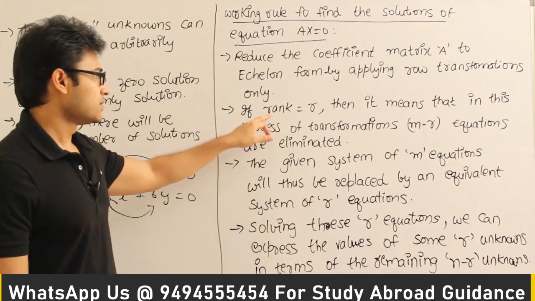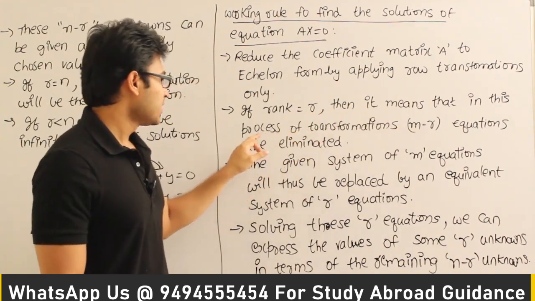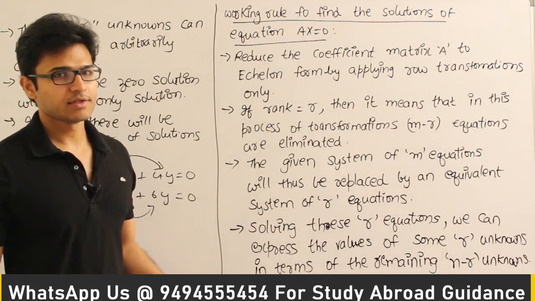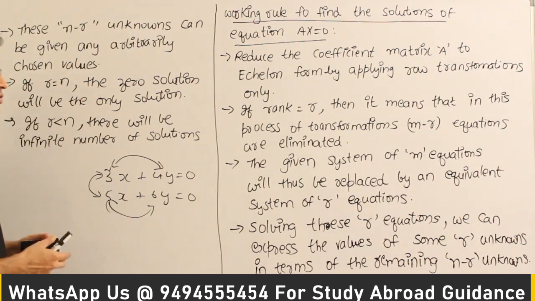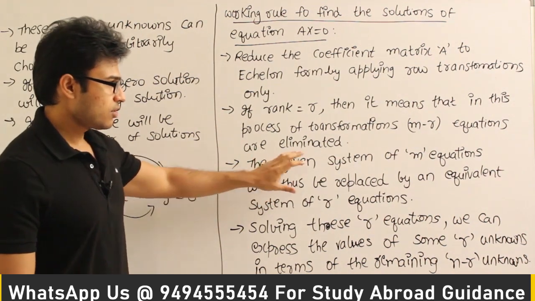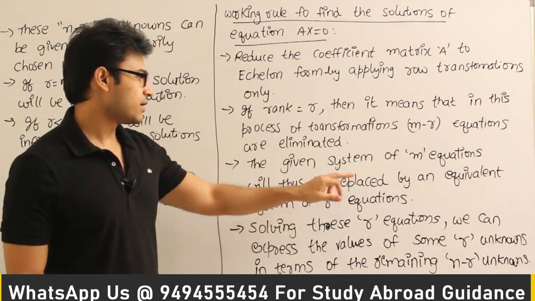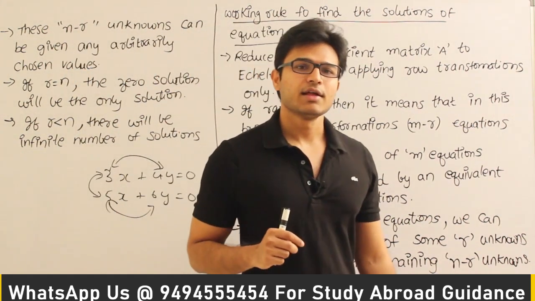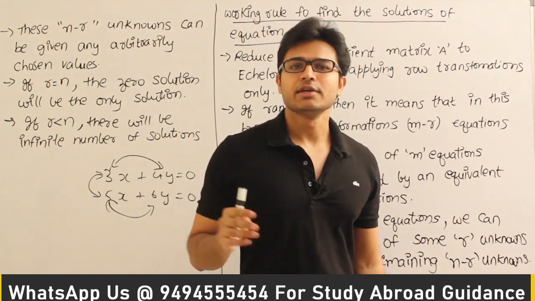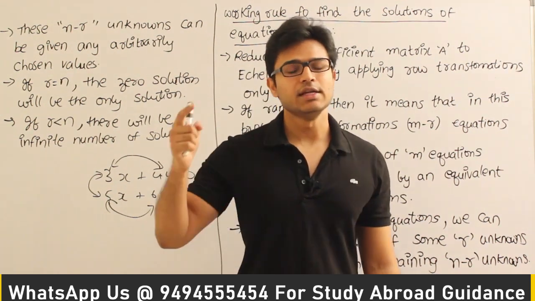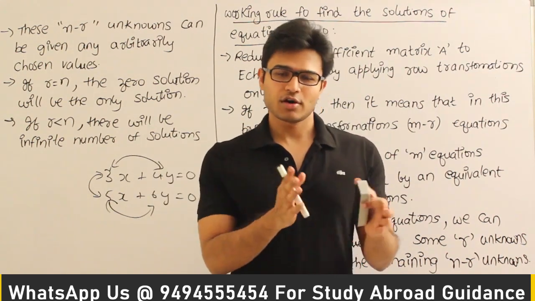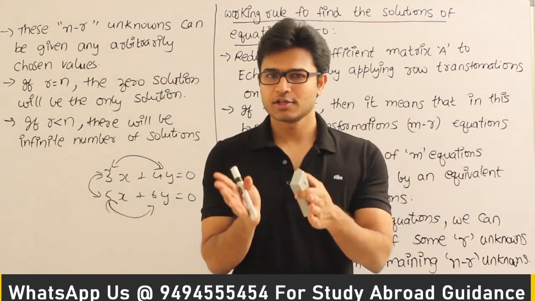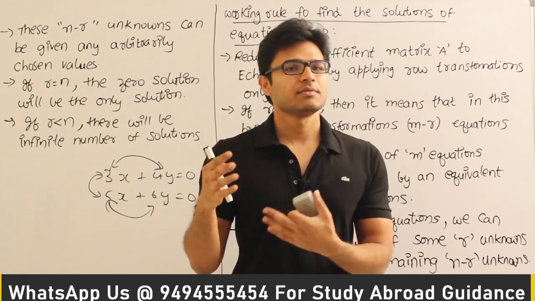m minus r. See this, if rank equal to r, then it means that in this process of transformations, m minus r equations were eliminated, which means all the remaining equations have become zeros. Then what does it mean? The given set of m equations are now replaced by an equivalent set of r equations, which means even though they have given us m equations, now we are able to eliminate some of the equations because those equations were actually linearly dependent on some others. So whatever equations we get, they are called linearly independent equations, which means they have given us some set of equations, but out of them some set is redundant.